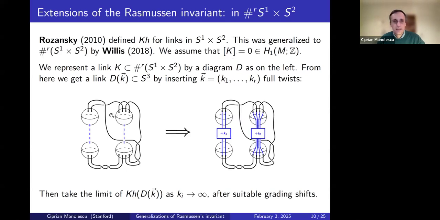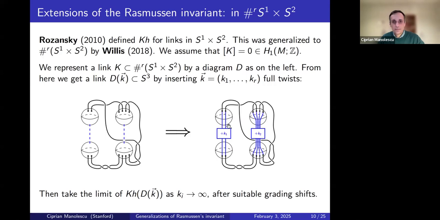Okay, so how do we define these things? Well, first of all, how do we draw links in S1 times S2 or a connect sum of S1 times S2? We choose some pairs of balls inside S3, and then we think of this as a handle. Basically, we drill out the balls and then we identify their boundaries. This gives us an S1 times S2, and this gives us another S1 times S2. And this is a picture of a link. It just comes into one handle and comes out the other handle.